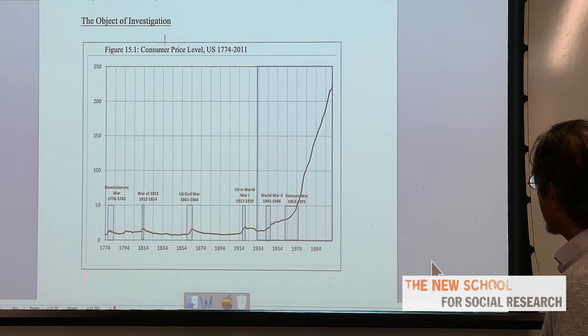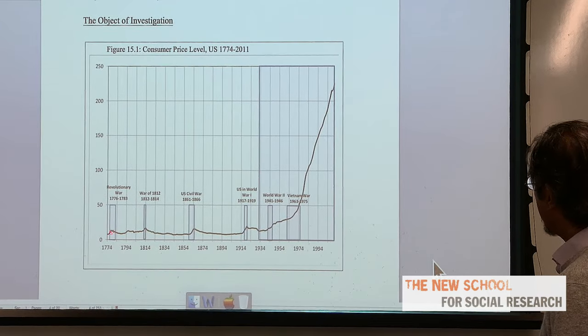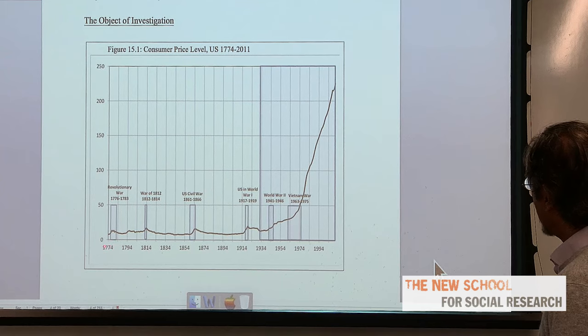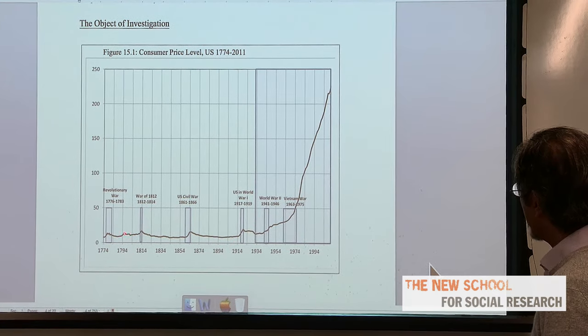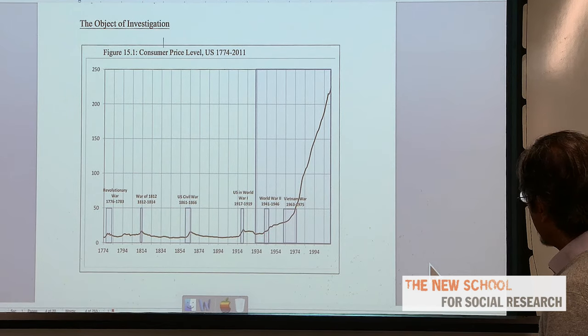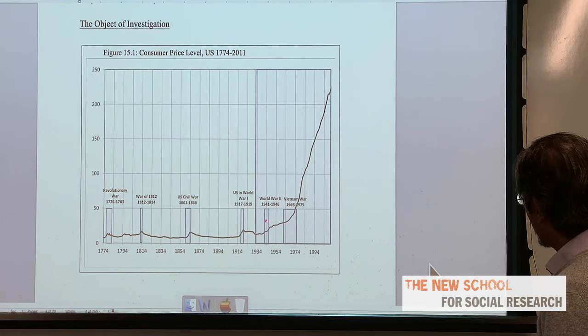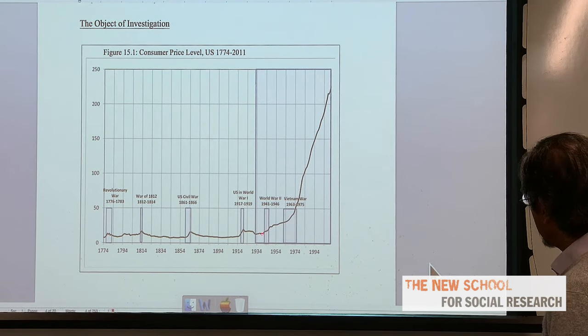As I pointed out last time, if you look at the price level in the United States from 1774 to about 1939 or 40, you see there's not much change in the price level. There's been some ups and downs, and these are in fact the long waves that Kondratiev talks about. But really beginning in the post-war period, especially after World War II, you see that prices rise, as they typically do in every war, by the way.